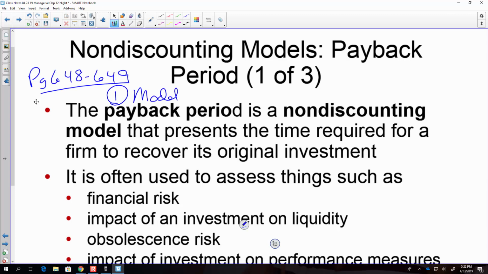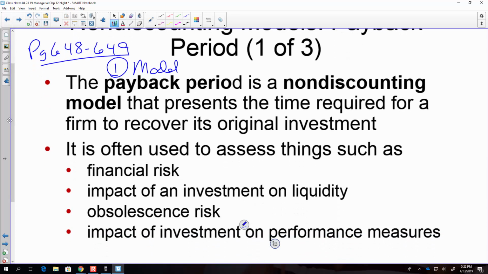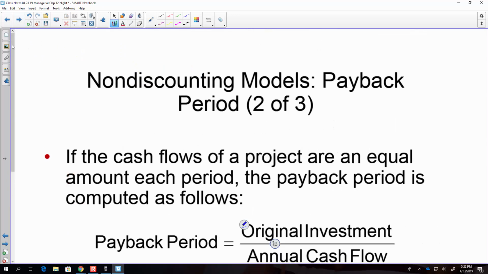It's a non-discounting model, so we're not going to be using the present value tables at all. It is a great non-accountant tool. I think I've mentioned already, the person I worked for was not an accountant, so we used payback on a lot of our investment decisions. And his goal was he wanted his investment paid back within 3 years. So if the project didn't meet that goal, we didn't do it. So it's a very simple, simplistic model.